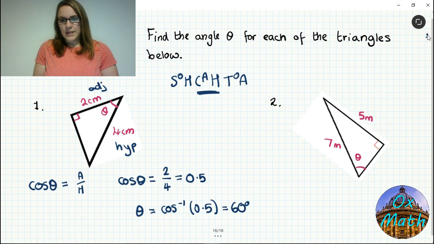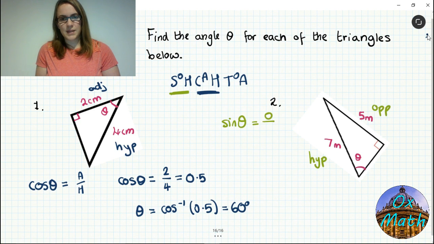Question 2 then. This time 7 is the hypotenuse and 5 is opposite to the angle that we're trying to find, so I need the part of SOHCAHTOA with O and H in it, which is SO. So that tells us to use the equation sine theta equals opposite over hypotenuse. So sine of theta, which is what we're trying to find, is equal to the opposite 5 over the hypotenuse 7. This again doesn't give you a nice finite decimal, so leave it as a fraction.